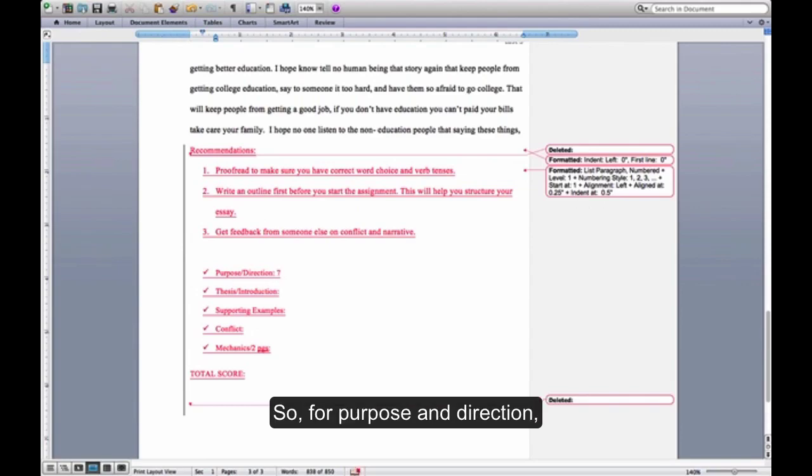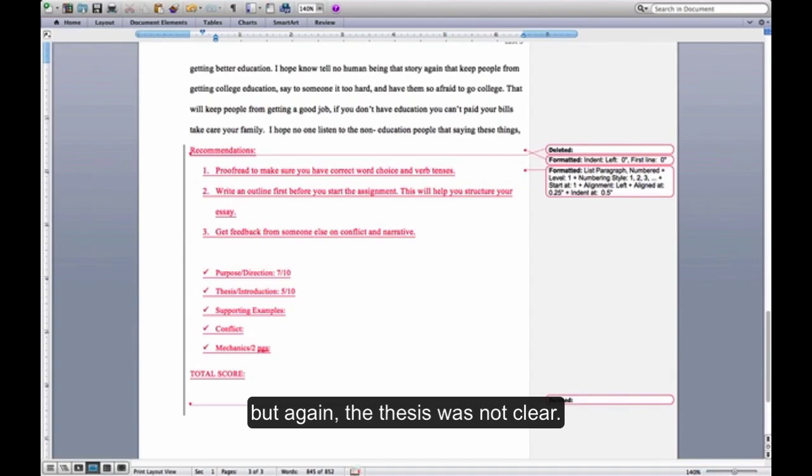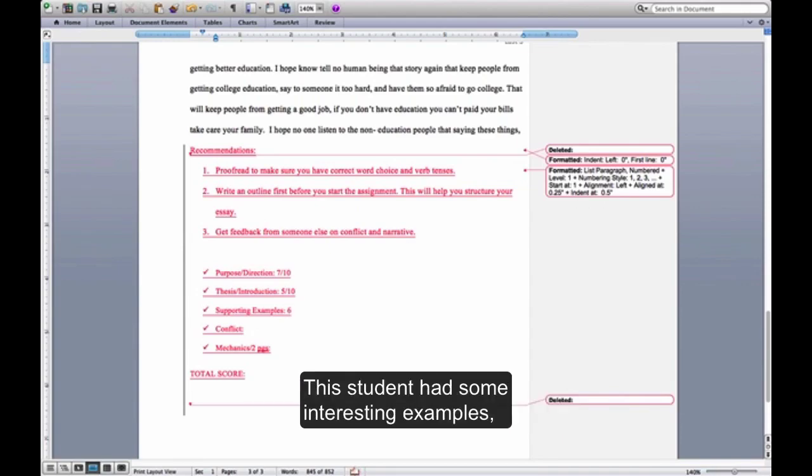So for purpose and direction, I think this essay struggled a little bit. It wasn't clear where the essay was going. It lacked an overall structure. The thesis and introduction were almost non-existent. There was a little bit of an introduction, but again, the thesis was not clear. This student had some interesting examples, but they never supported a larger narrative.